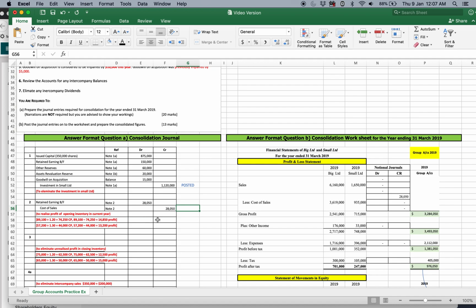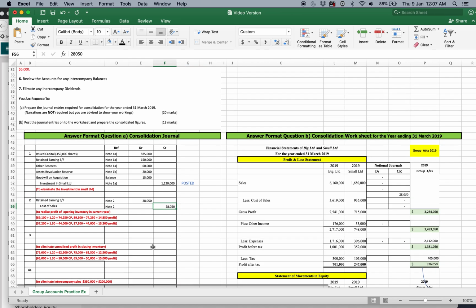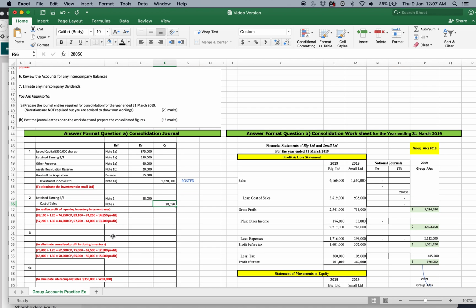So what we're actually doing is recognizing, in the separate accounts, we've recognized a profit last year of that amount, whereas in reality we need to recognize it this year, because that's presuming that stock is now sold. Okay, so that can be recognized this year.